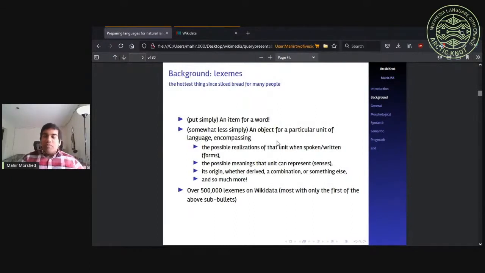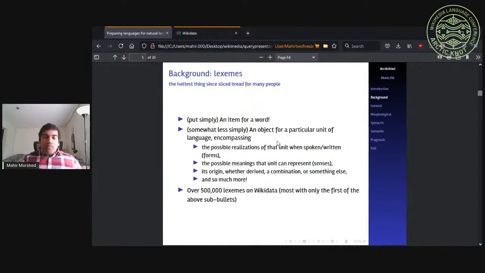First of all, lexemes, put very simply, are just like items for words. To elaborate, they're essentially objects that hold some sort of meaningful unit of a particular language. And that unit will have a number of different things. For example, the realizations that that unit can take on when you speak or write it are called forms. Let's take the unit for the English word house. There's the singular form house, which you use in a lot of situations, but you can refer to the same thing using houses to indicate the plural. So house and houses are different forms.